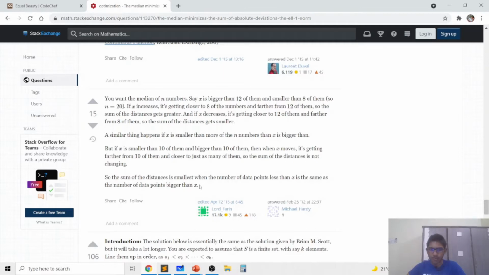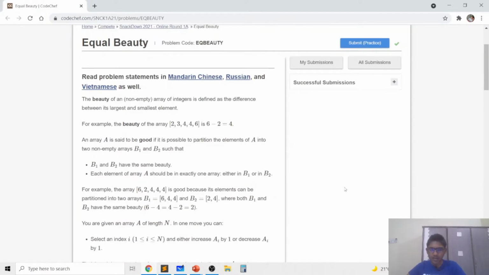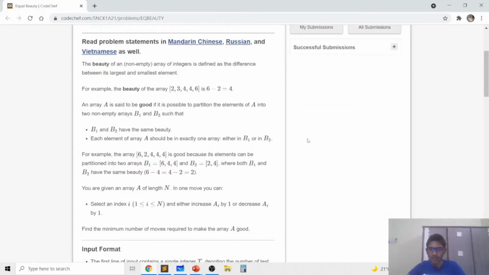In this problem, we are given an array of n integers and a function which is the beauty of an array. The beauty of the array is defined as the difference between the largest and smallest elements. We need to partition array A into two arrays B1 and B2 such that B1 and B2 have the same beauty, and B1 and B2 don't contain the same index in array A. So they can contain common elements, but the same index should be present in either B1 or B2.